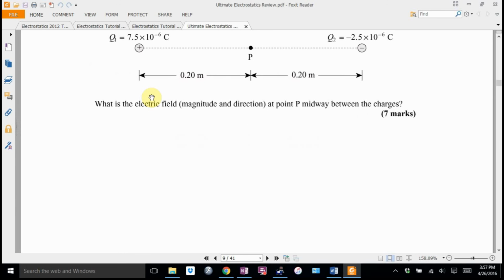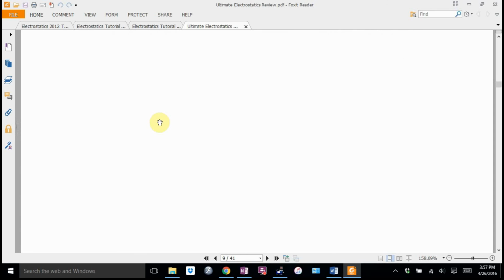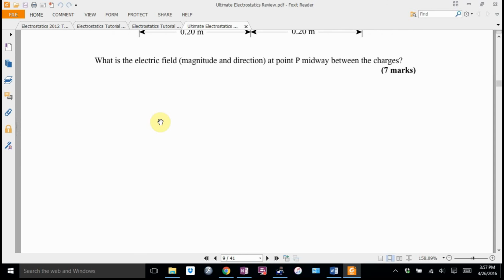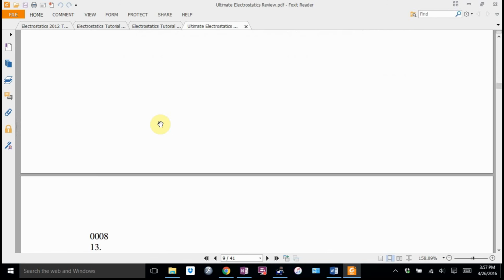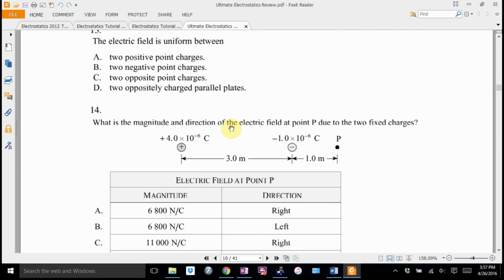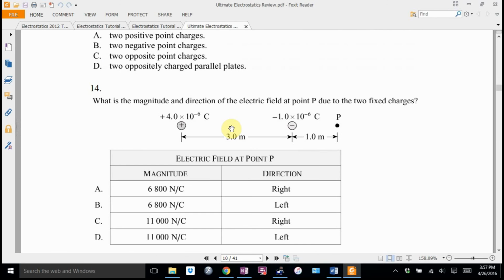Magnitude and direction. How do I get the direction, Colin? Electric field is defined as which way a positive would want to move if it could. By the way, if I'm asking you to find a voltage, because scalar is signs, you better expect at least one of the charges will have a negative on it. That would just make sense. 14, magnitude and direction of the electric field between two charges.